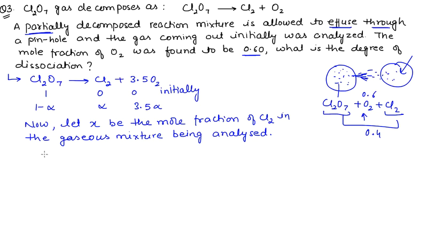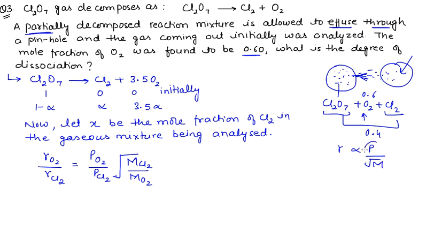Now we know that the rate of effusion of O2 divided by the rate of Cl2 is equal to pressure of O2 divided by pressure of Cl2, times the square root of mass of Cl2 divided by mass of O2. So this is the equation that we know, that rate is directly proportional to the pressure and inversely proportional to the square root of molecular mass. The higher the pressure of that gas within the system, the faster it will effuse out, and the bigger the particles of the gas, the slower their speed, so their rate of effusion will be inversely proportional to the square root of their molecular masses.